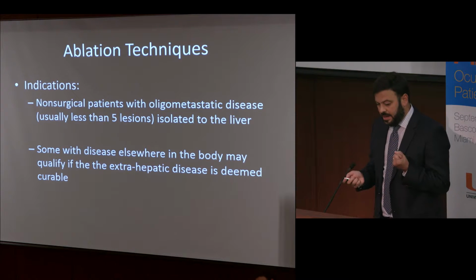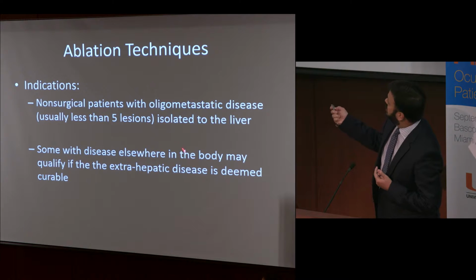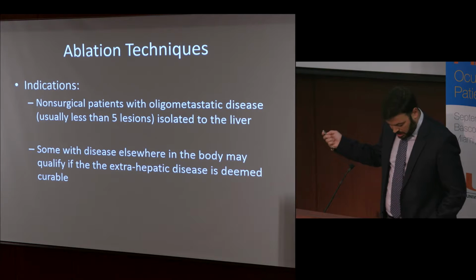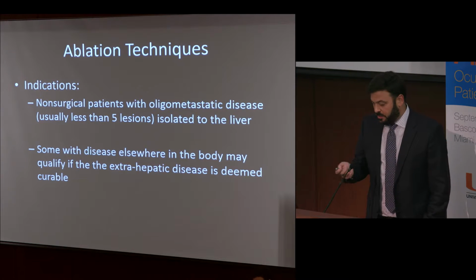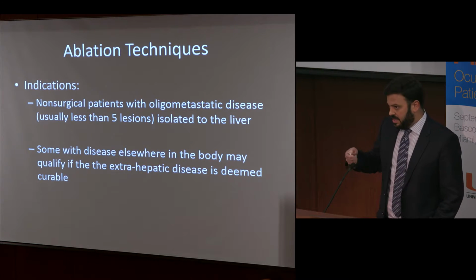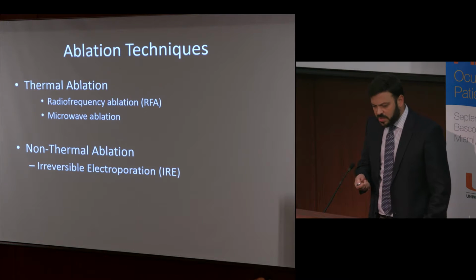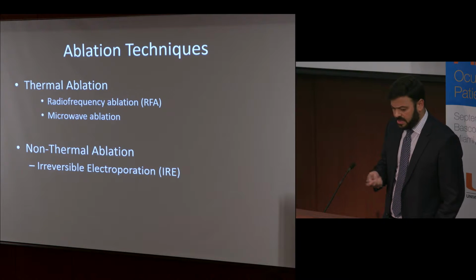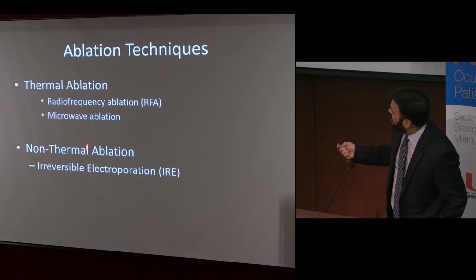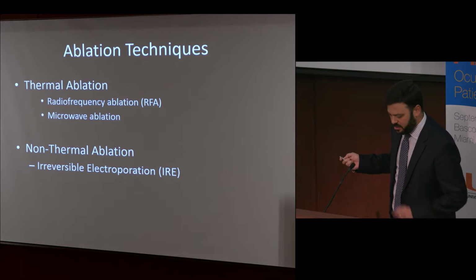Some patients have disease limited to the liver. Some patients may be considered for these techniques even if they have metastatic disease elsewhere beyond the liver, as long as the extrahepatic disease is deemed curable. So between the different ablation techniques, very quickly, we have three types that are mainly used for the liver.